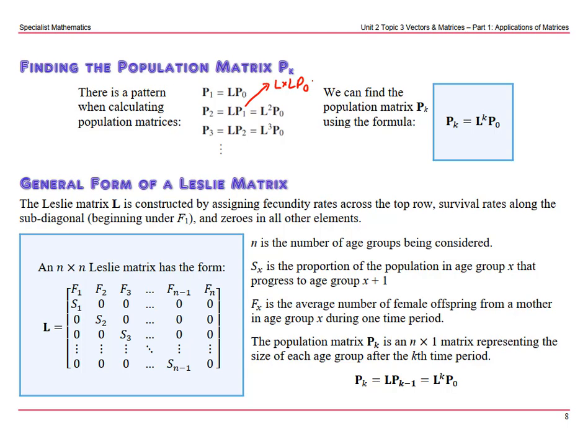Our fecundity rate, which in the Cambridge textbook they refer to as the birth rate, so it's B instead of F, is the average number of female offspring from a mother in age group X during one time period. And the population matrix is an n by 1 matrix representing the size of each age group after the kth time period.